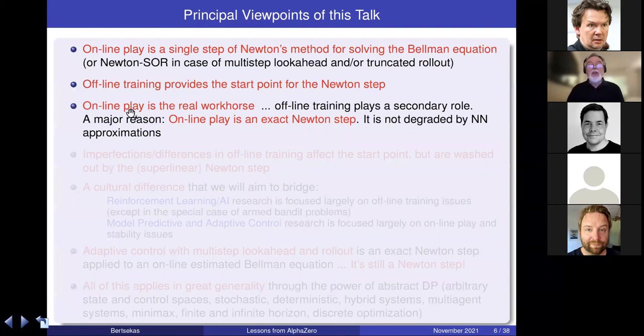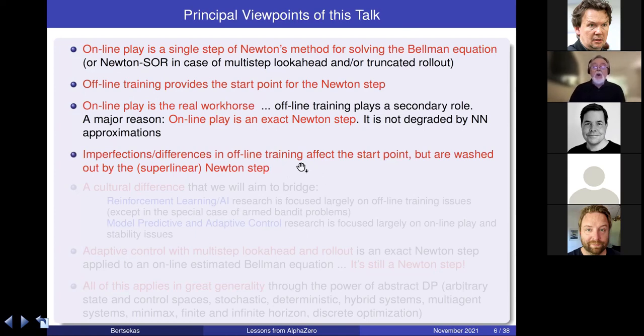And in my opinion, online play is a real workhorse. Everything happens in online play. The big performance improvement is during online play. By comparison, offline training plays a secondary role. And a major reason for this is that online play is an exact Newton step. It does not involve approximations. It's not degraded by neural network training errors. So that makes it different and much more powerful.